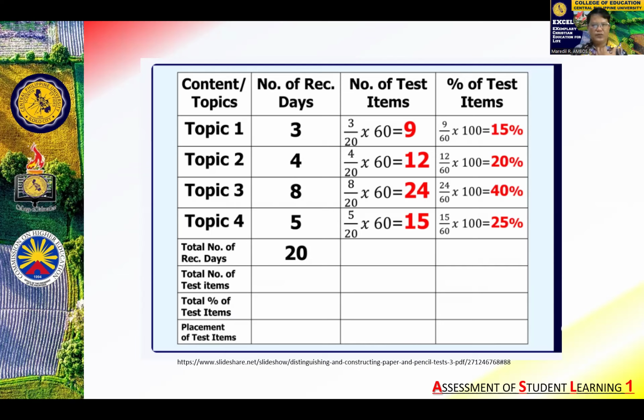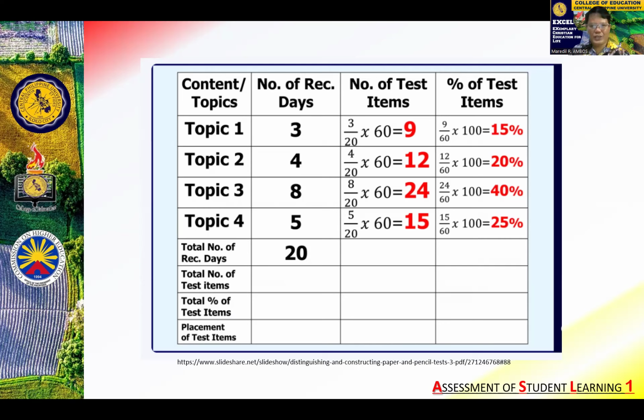For topic 2, you are going to have 12 over 60 times 100, which is 20%. For topic 3, you have 24 items over 60 times 100, you get 40. And for topic 4, you have 15 over 60 times 100, you get 25. So that's very simple, no?